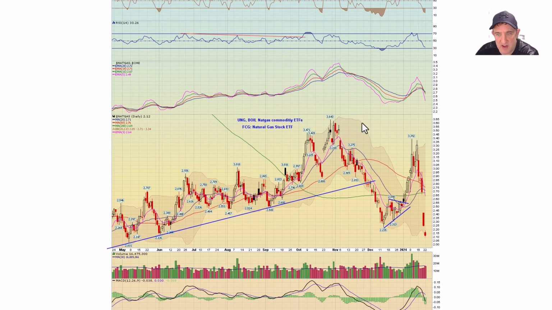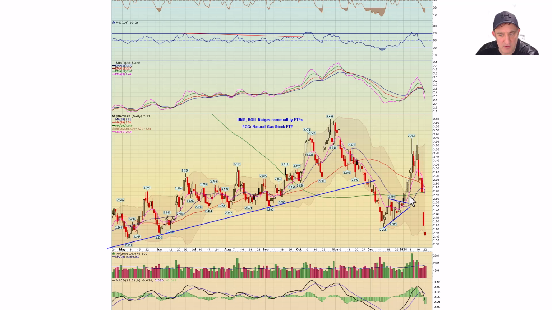Chart number 41, natural gas. This is why natural gas is the widowmaker and also why you want to be adept at taking profits. It had a nice rally out of this coil that we showed. Remember, the weather was extremely cold across the U.S. That's what's helped move it up. And now the weather's starting to move back up. You can see natural gas has absolutely cratered.